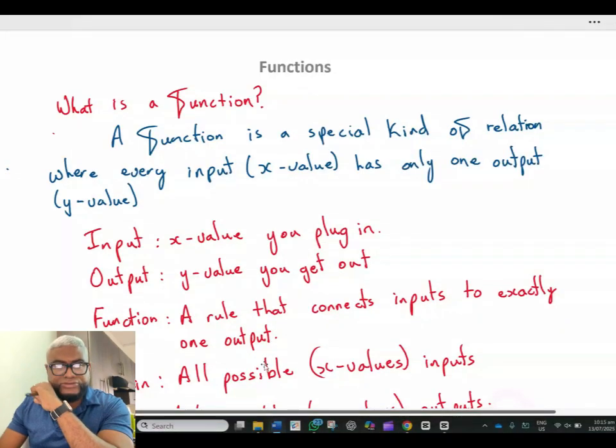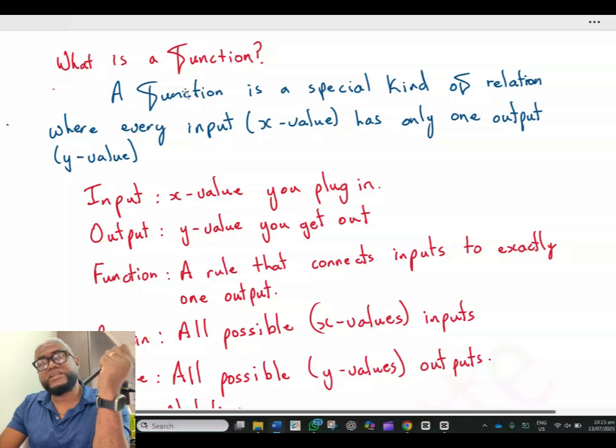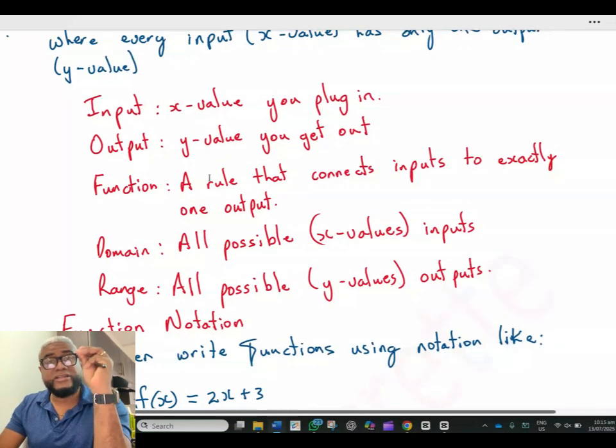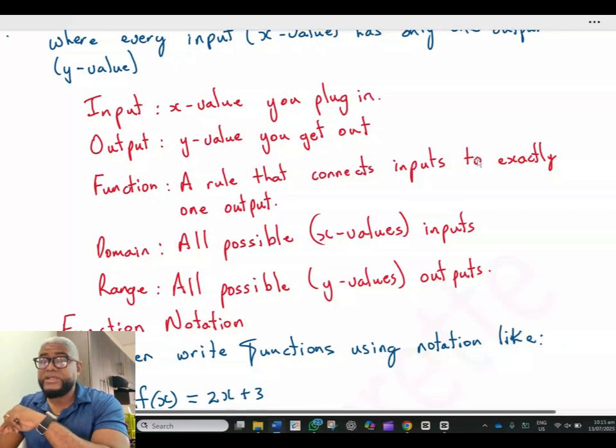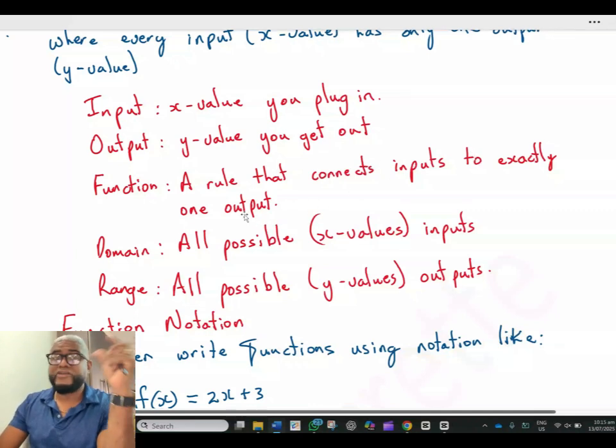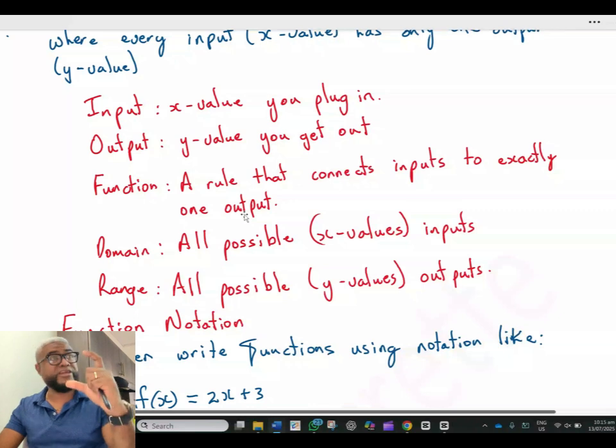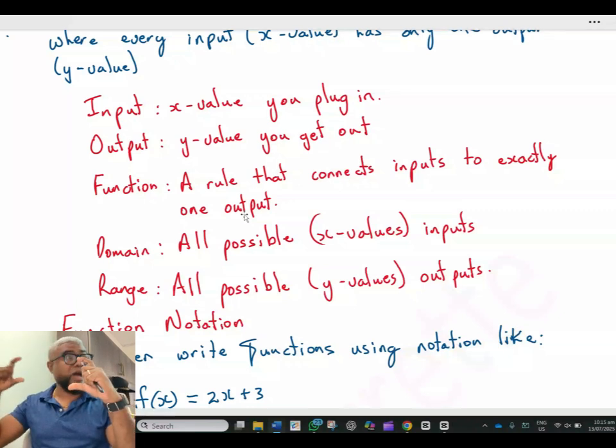We're just running back through what a function is. A function is a special kind of relation where every input x has only one output y. Anything you see for a function, your input would be your x values, and your output would be your y values. So a function is a rule that connects the input to exactly one output. If I have one number for x, like 3, it's connected to one number for y.